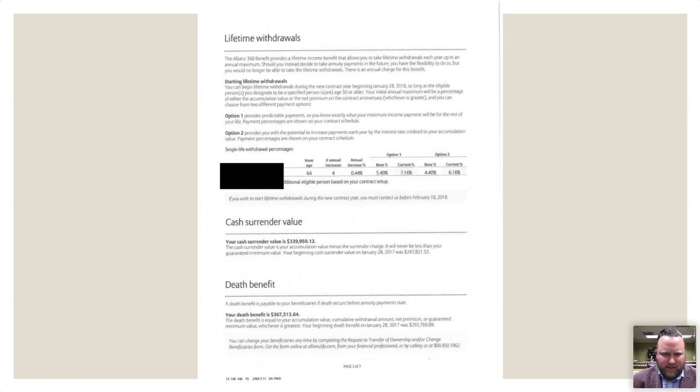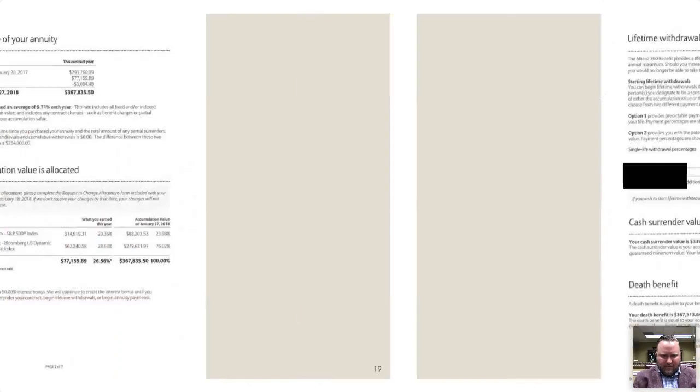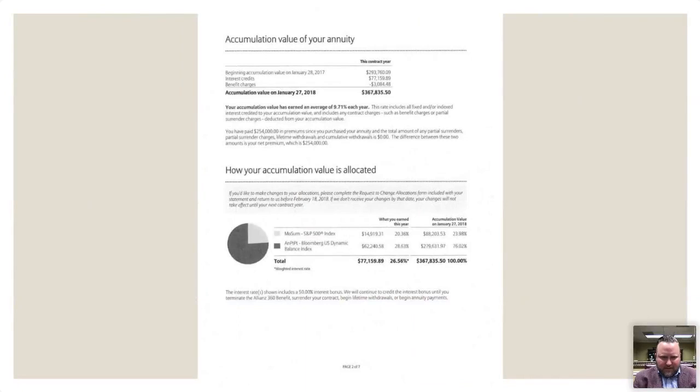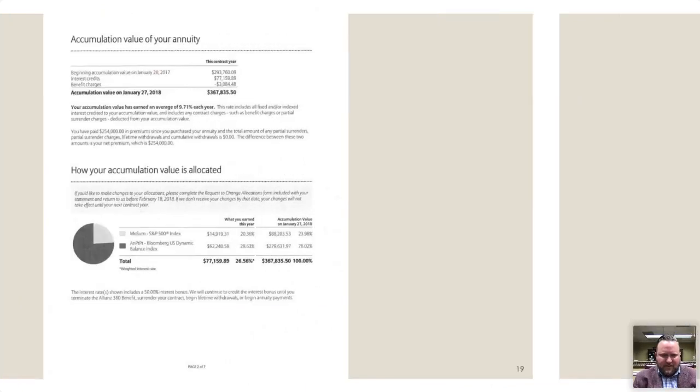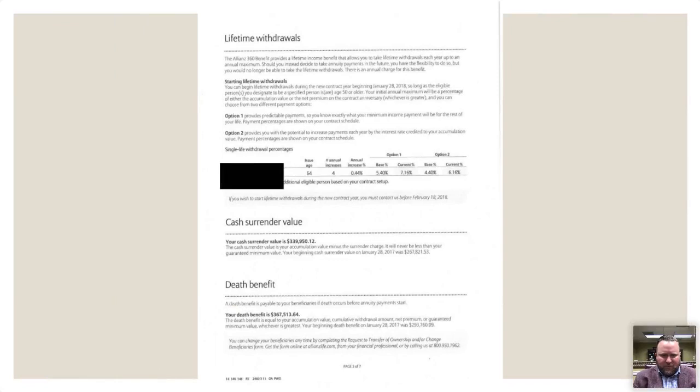I'm looking in the middle of the page. We'll go back up in a minute and talk about option 1 and option 2. But every year that you wait on an Allianz 360, you get a larger chunk of your accumulation value for lifetime income. So right now, in this case, under option 1, it's a 7.16% withdrawal rate. That means if they said, I want to turn this into income for the rest of my life, they're going to take the accumulation value, and if we back up and look at it, $367,835 is the accumulation value. You would get 7.16% of that accumulation value for the rest of your life.